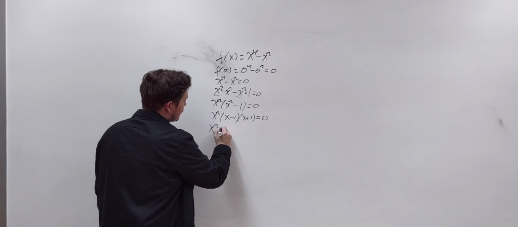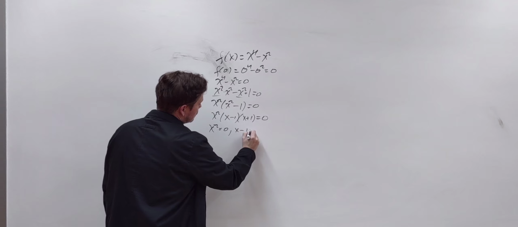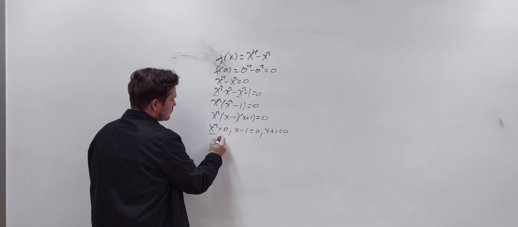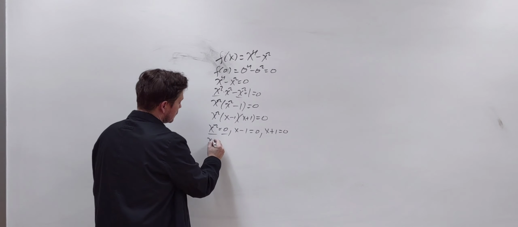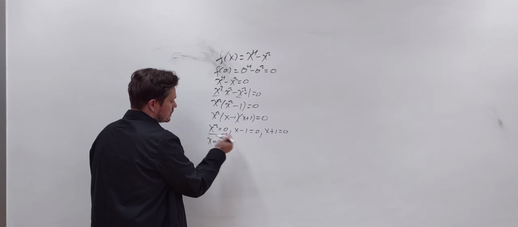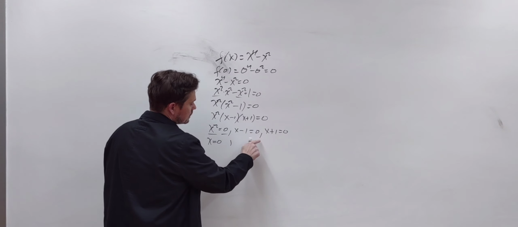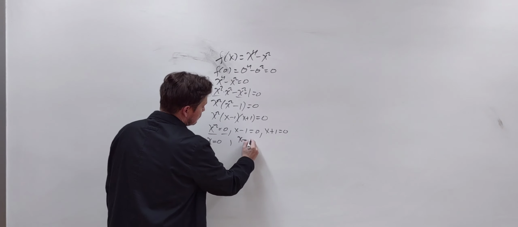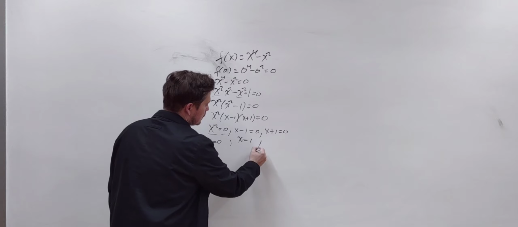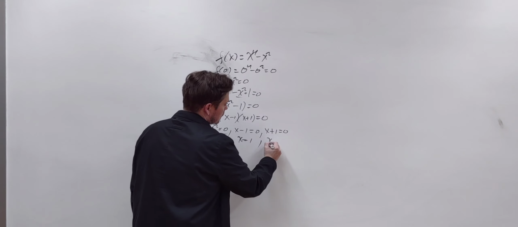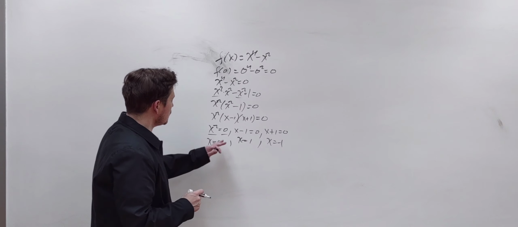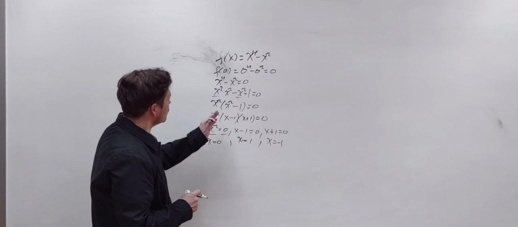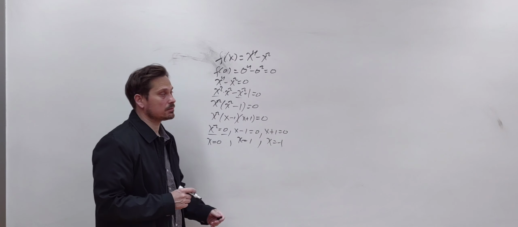So either x squared is 0, x minus 1 is 0, or x plus 1 is 0. From the first one, the only way this can be true is if x is equal to 0, because 0 squared is 0. The only way x minus 1 is 0 is when x is equal to 1, so just add 1. And the only way x plus 1 is 0 is when x is equal to negative 1. Okay, so we have the roots, and we have the y-intercept at 0.